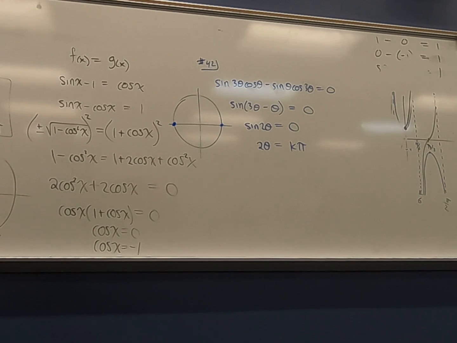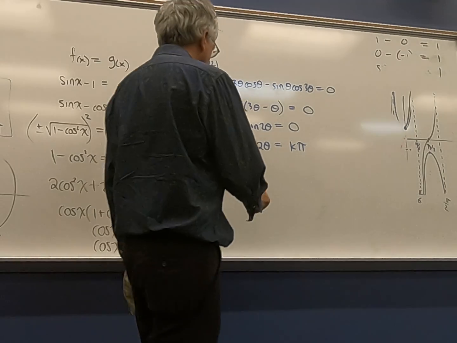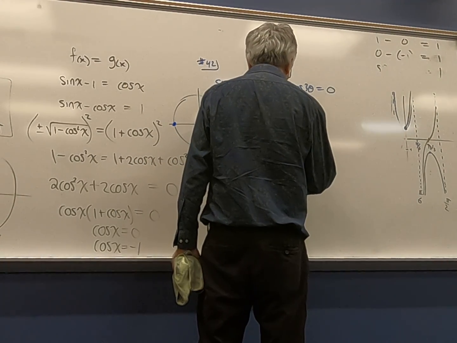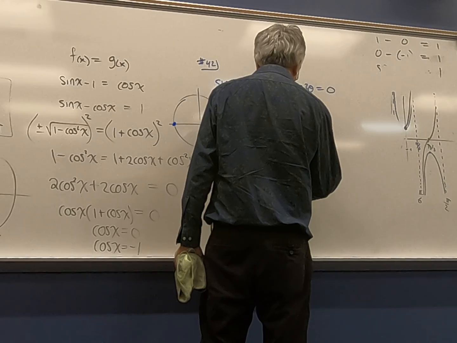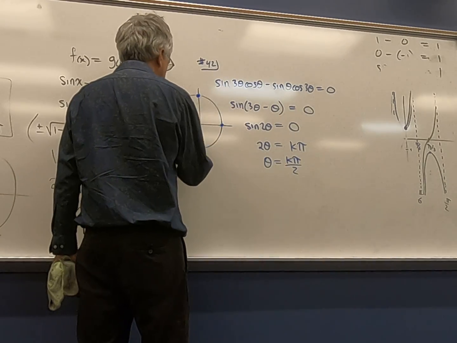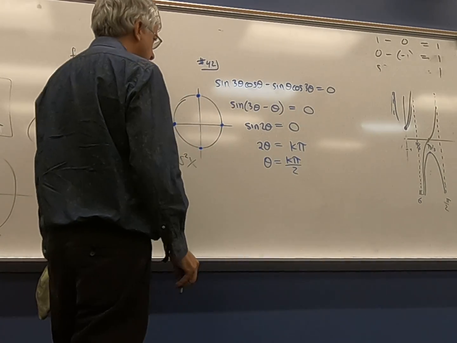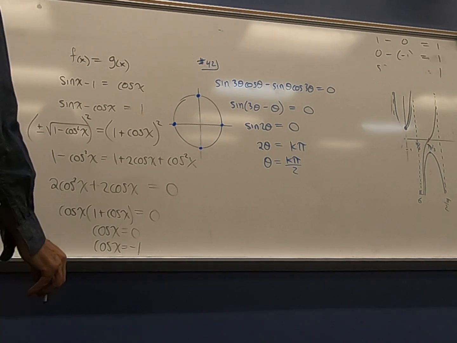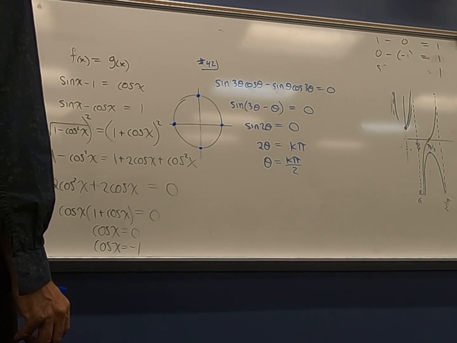Zero, pi, 2 pi, 3 pi, 4 pi, 5 pi. And so then solve by dividing by 2, you get, here, north, south, east, and west. All those points. And, you know, maybe try one and see that it works.